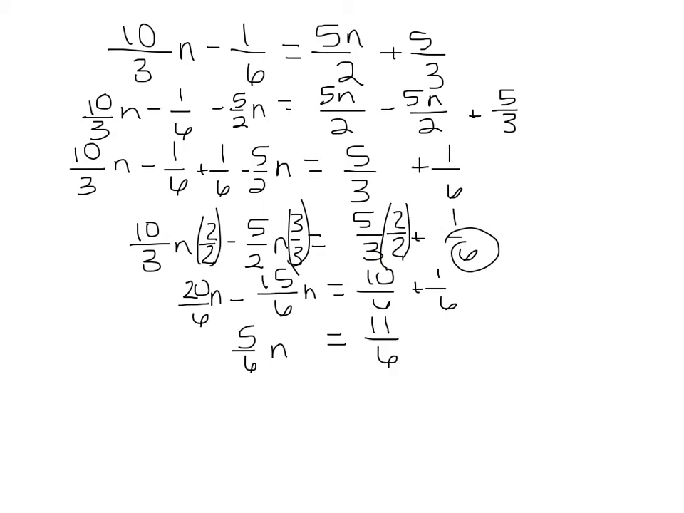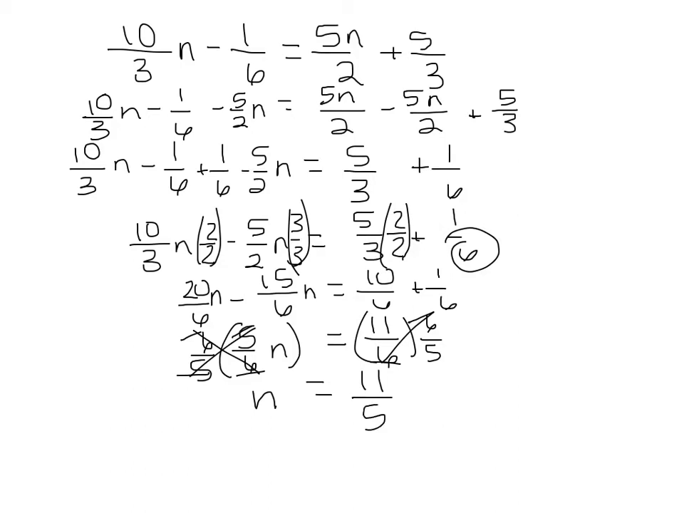Now, to solve this problem, I'm just going to multiply by my multiplicative inverse. Remember, the multiplicative inverse is the same thing as reciprocal. So I'm trying to get the n by itself. I have 5/6 n. The multiplicative inverse of 5/6 is 6/5. 5/6 times 6/5 multiply together to equal 1. Now, on the left side of my equation, I have 6 over 6, which equals 1, and 5 over 5, which equals 1, and I'm left with n. On the right side, I have 6 over 6, which equals 1, and I'm left with 11/5. So my answer is n equals 11/5.